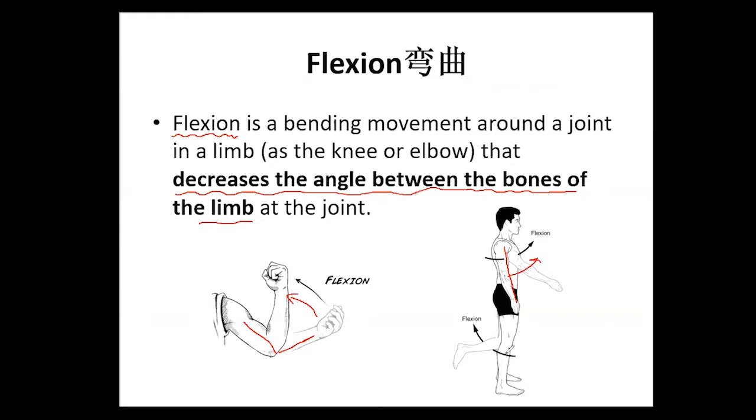For the leg, like the knee joint, moving from here to here in this direction, the bones come closer, so we still call it flexion. That's basically what we mean by flexion: decreasing the angle between the bones.